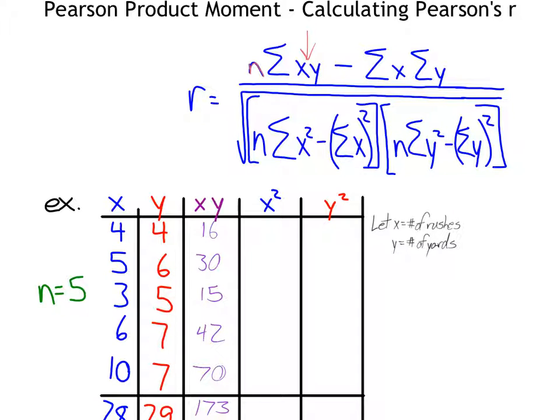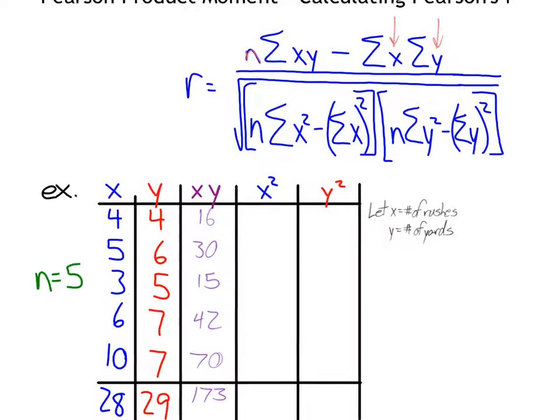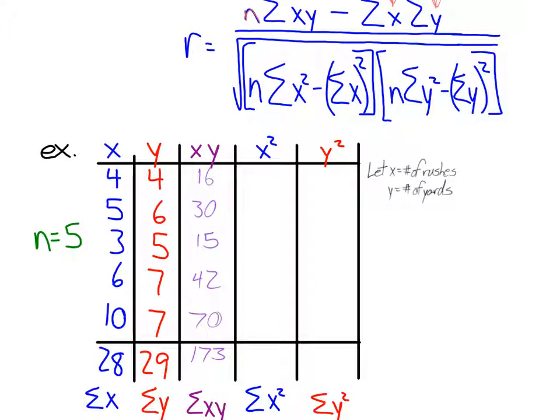Does that make sense? So 5 times 173? Yeah, that's going to be the first part here in our formula. It would be 5 times 173. Now, our next part of the formula, we have the sum of all the x's times the sum of all the y's. I actually already did this part here. If we add up all of the x's, we get 28. We add up all the y's, we get 29. So at this point, I actually can go ahead and start calculating r with my numerator.